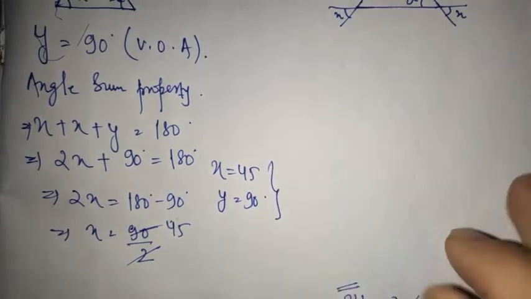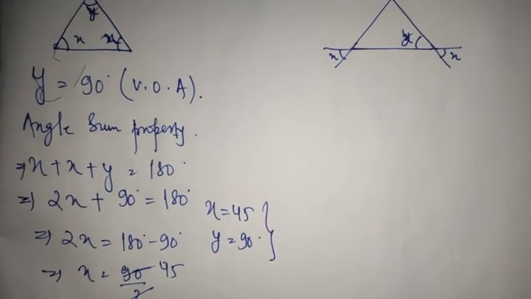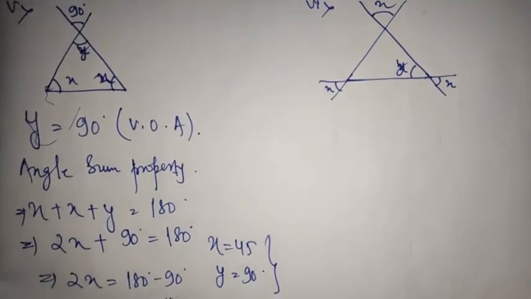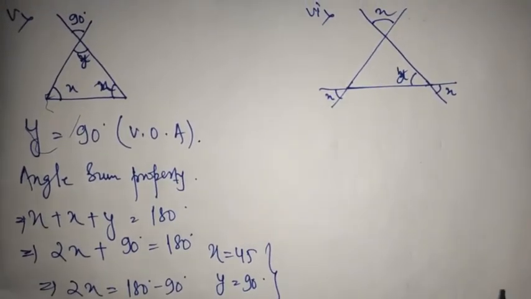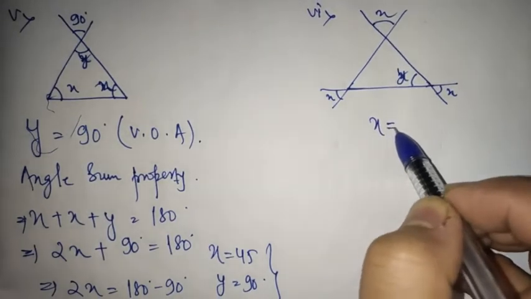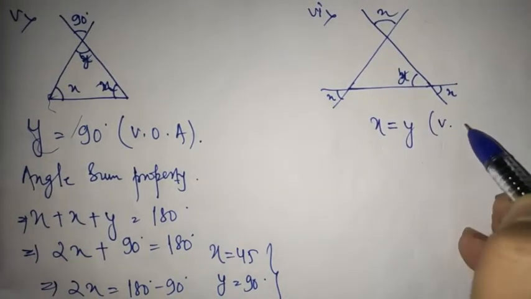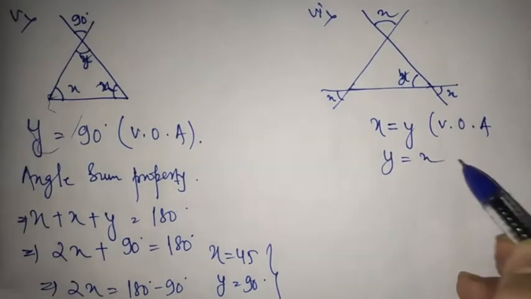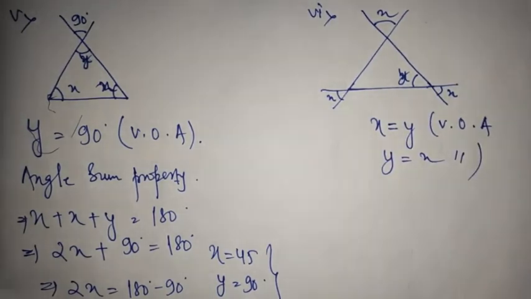This is all. Now moving on to the last question, I guess. This is part 6. Okay, you can see the figure here. This is quite trying to make us confused. Don't worry, very much easy. Just see x, you can write is equal to y. The reason being they are vertically opposite angle, or y is equal to x. The reason being the same, that is vertically opposite angle.